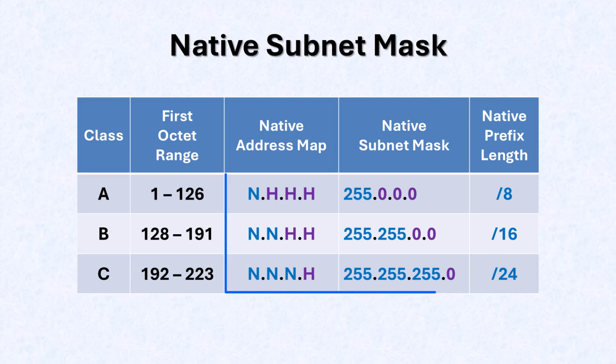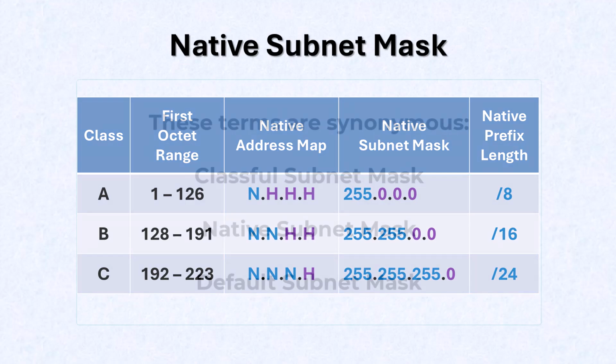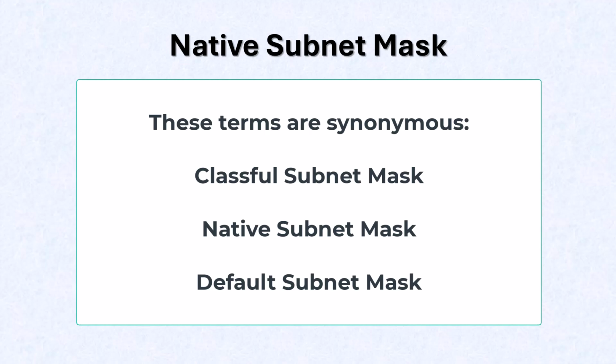Here we can see how the native subnet mask maps to the address map and to the prefix length. By the way, while we refer to the classful subnet mask as the native subnet mask, others may refer to it as the default subnet mask.